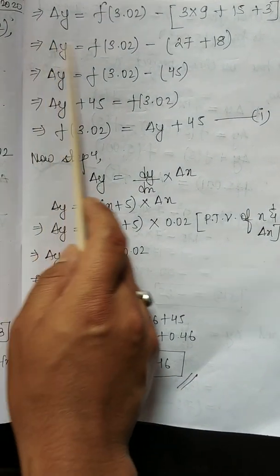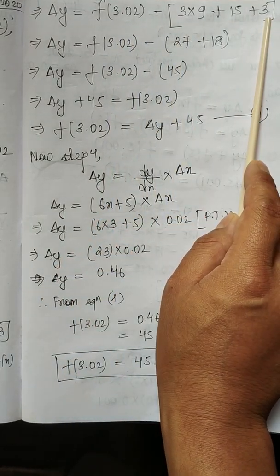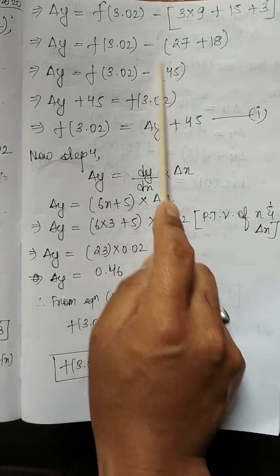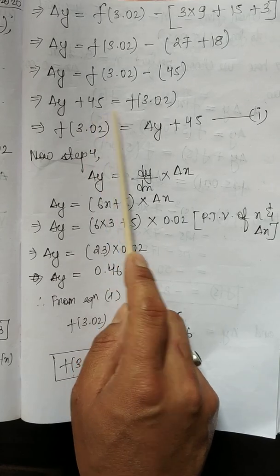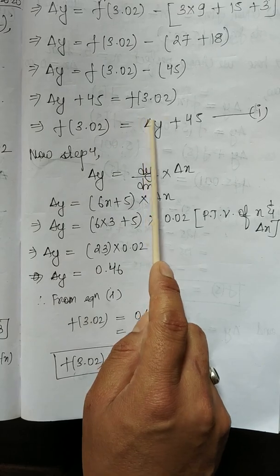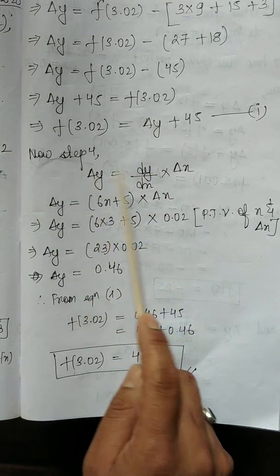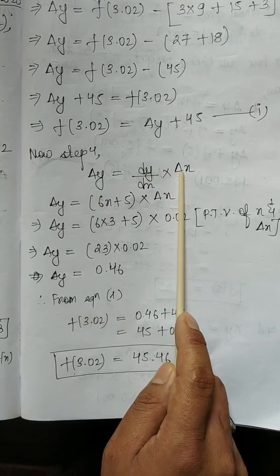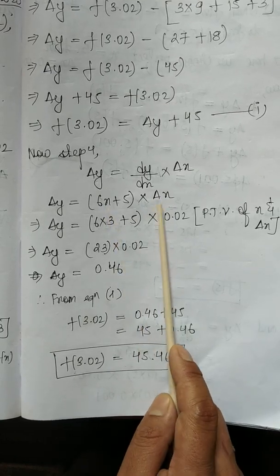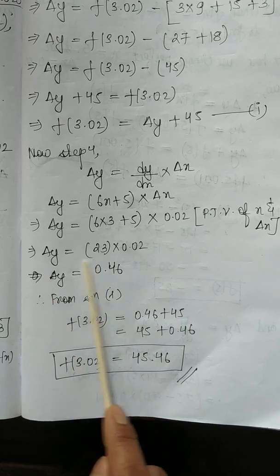And now delta y equals f of 3.02 minus f of 3. On calculation you will get f of 3 as 45. Taking 45 to the left hand side, it will be plus 45. So f of 3.02 will be delta y plus 45. We just have to calculate the value for delta y. Delta y equals dy by dx into delta x, which is (6x plus 5) into delta x. Put x equals 3, delta x is already known, 0.02, multiply, and you will get delta y.